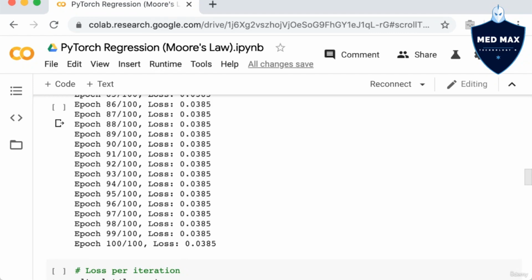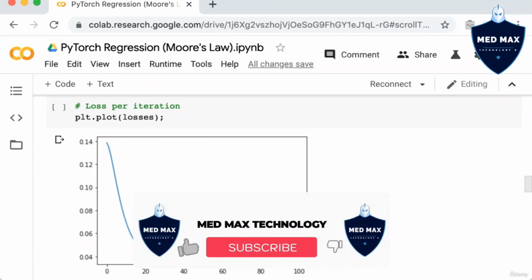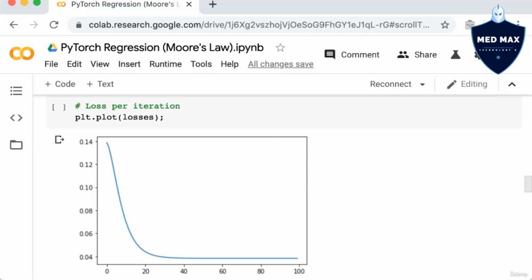Alright, so from the loss values it's printing out, it looks like the loss has converged. Alright, so next we're going to plot the loss per iteration as usual. And from this we can confirm that our loss has converged.